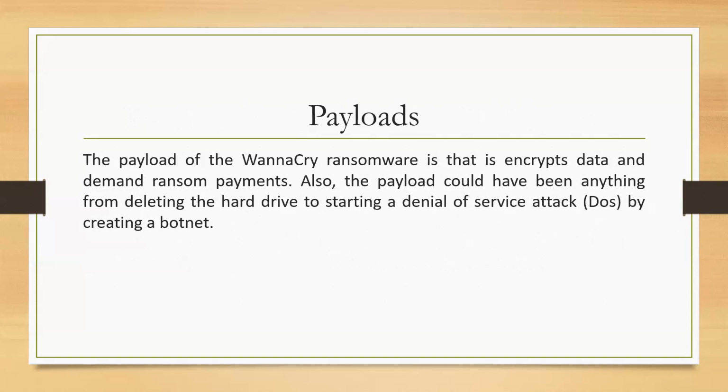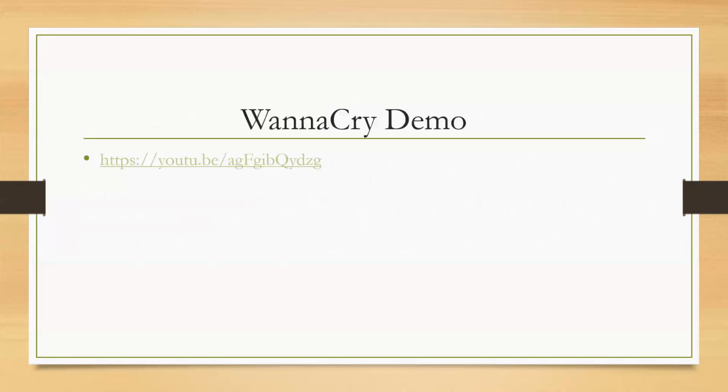Payloads. The payload of the WannaCry ransomware is that it encrypts data and demands ransom payments, as we said before. Also, the payload could have been anything from deleting the hard drive to starting a denial of service attack by creating a botnet. And the following video describes how WannaCry works.